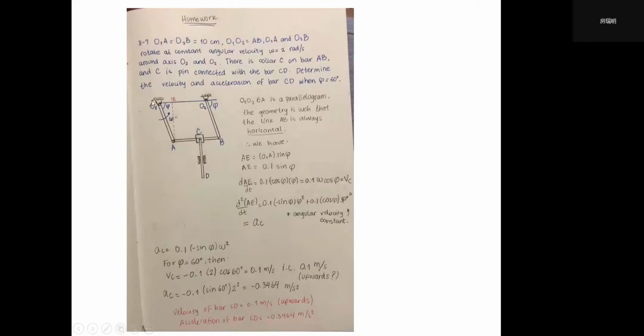So let me read the problem. You can see O1A and O2B have the same length of 10 centimeters, right? And O1O2 equals AB. So we can give this conclusion: O1, O2, B, A is a parallelogram. So the geometry is such that the link AB is always horizontal. This is a very clever conclusion.